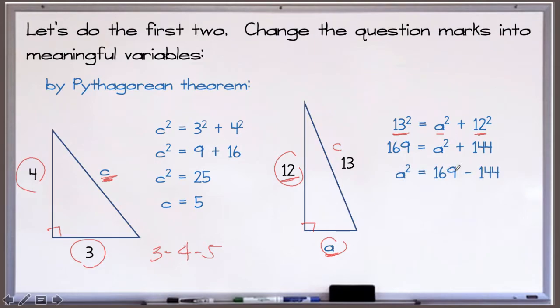Ililipat ngayon natin so that we can have a meaningful equation. So, si A ngayon, ilipat natin dito sa kabila. And then si 169, ilipat natin doon. Just reverse it. So, we have A squared here on the other side. And then 169 minus 144. And A squared is 25. So, A is the square root of 25, which is 5.